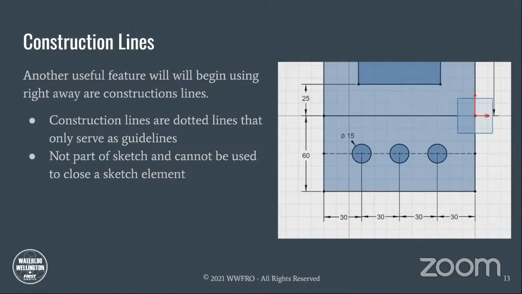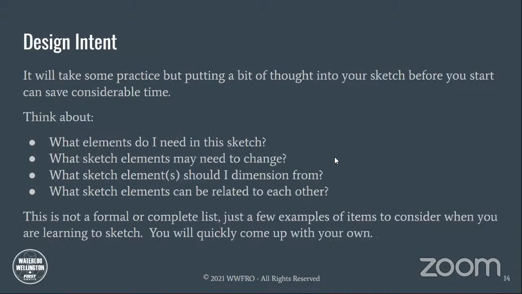And one other feature we'll touch on really briefly before we dive into an example are construction lines. Construction lines are these dotted lines. They're not really part of the sketch, so we can't close sketches off with them. They're just kind of a guideline, and it's nice for snapping elements too, for showing that all these circles are going to be lined up to each other. And they're quite useful, so don't be afraid to use construction lines.